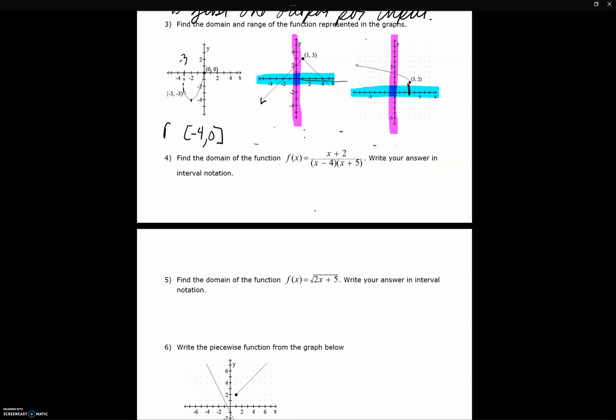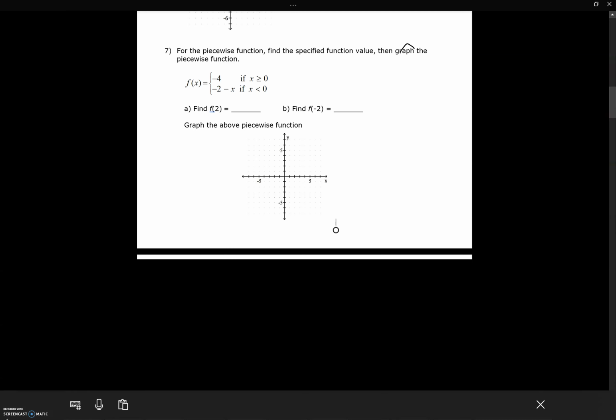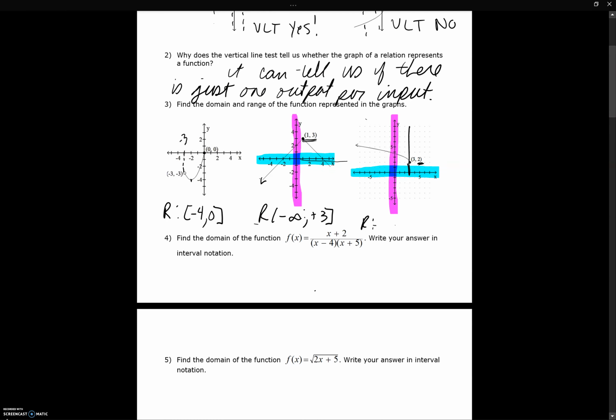This next one, it looks like it's going to be our smallest value. It's going to go down forever, so -infinity, but it's only going to go up to +3. Okay, and this one over here, it's not going to go below, it looks like 2 right here. So that's going to be the smallest y value, but it's going to go up forever. It's going to go up forever very slowly, but it will go up forever. So we have 2 to +infinity.